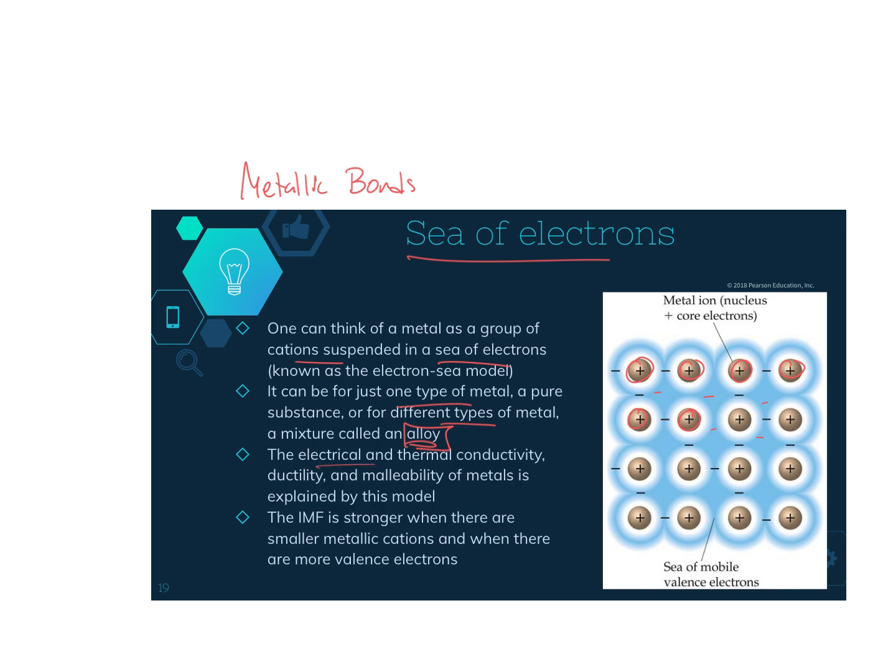Typically, they are high electrical and thermal conductors. They are ductile. In other words, you can turn them into wires. They're malleable. In other words, you can pound them into sheets. And generally, the IMF is stronger when there are small metallic cations and when there are more valence electrons. And so these forces are a lot stronger, at least the metallic bonds are stronger, when you have smaller metallic cations and when you have more valence electrons.